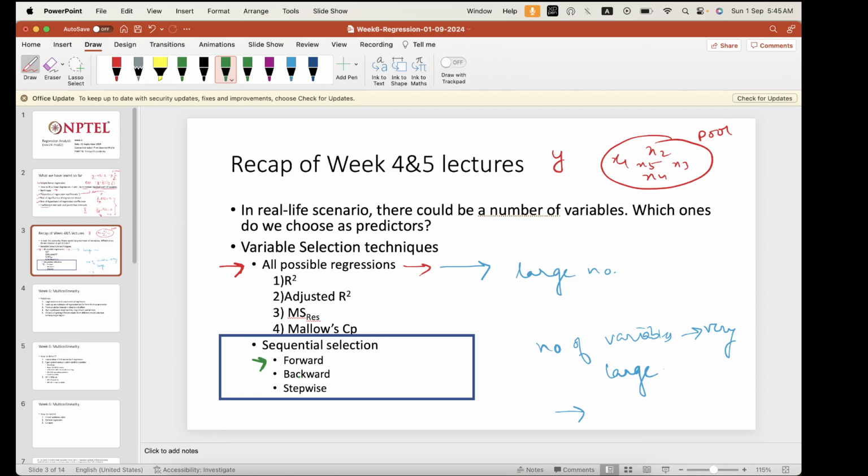In case of backward selection, what happens is that we fit the full model, we take all possible predictors, fit the model, and then we drop them one by one. We drop them sequentially such that the least significant predictor gets dropped first, and then the next least significant predictor gets dropped, and so on and so forth. All right.